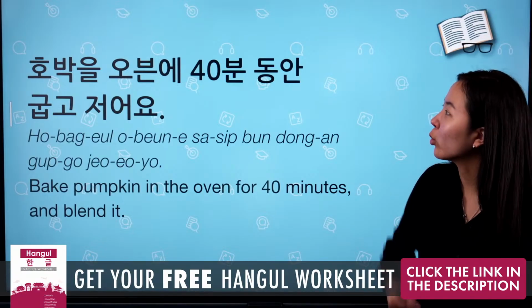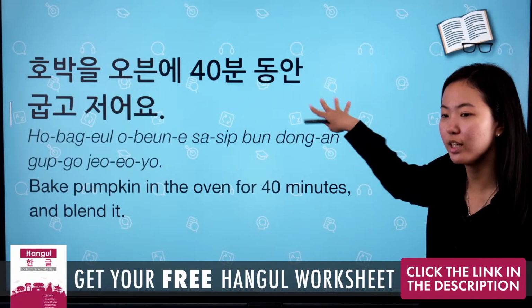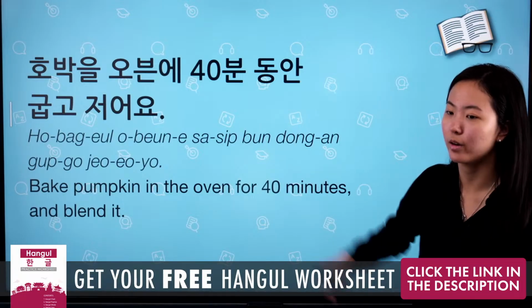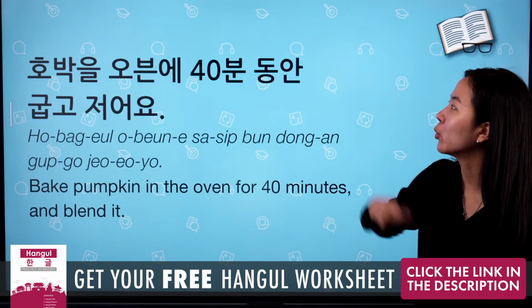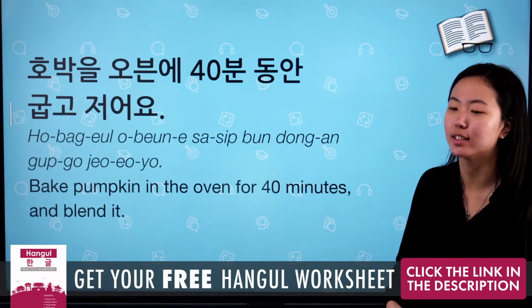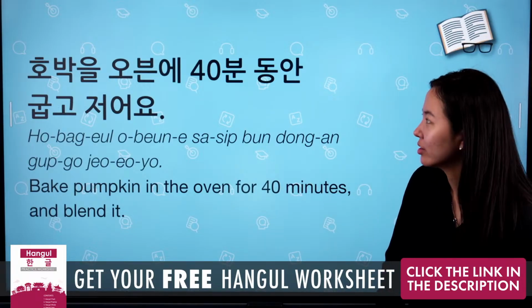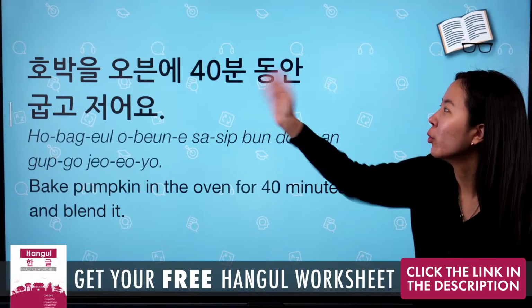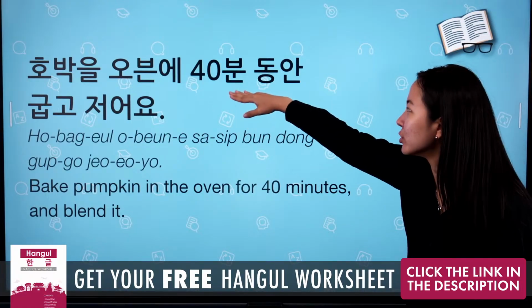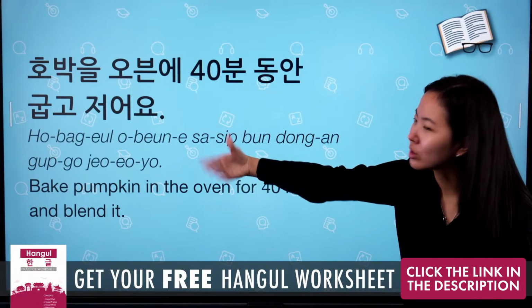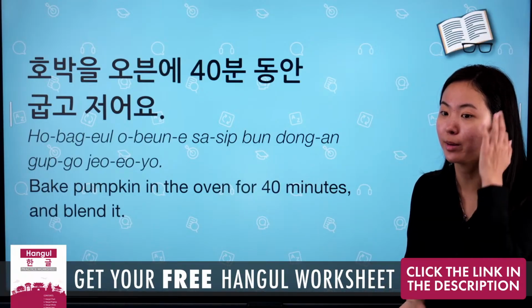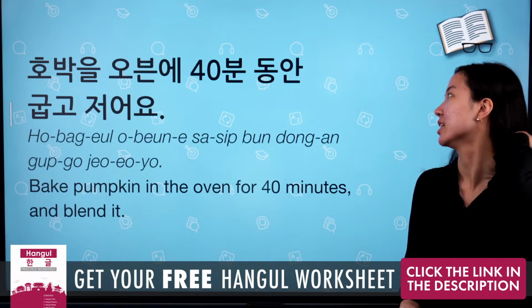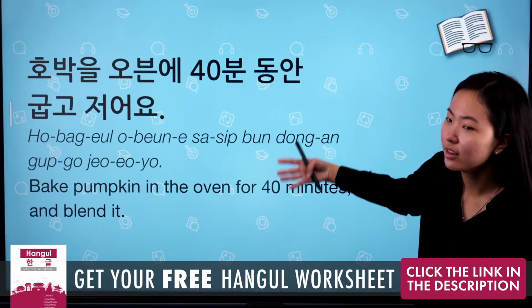호박을 오븐에 40분 동안 굽고 저어요. So we have 호박, 오븐 40분 굽고 저어요. A lot of vocabs that we learned just now from the vocab section. But what does it mean overall?